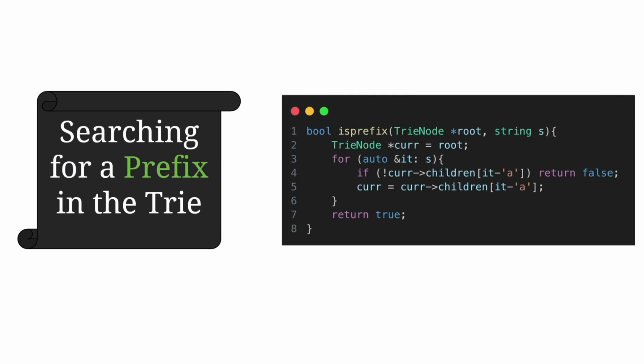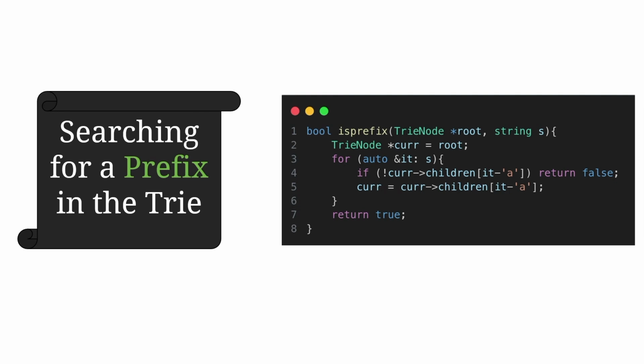Now let's look at the implementation of the prefix function. The beginning of this function is almost identical to the search function. We create a pointer start from the root node and process each character of the prefix one by one. If a required child node does not exist, the function immediately returns false. Otherwise, we continue moving through the trie.